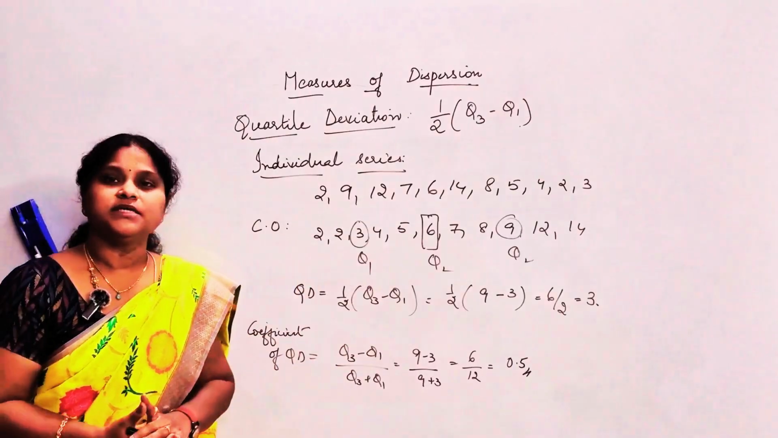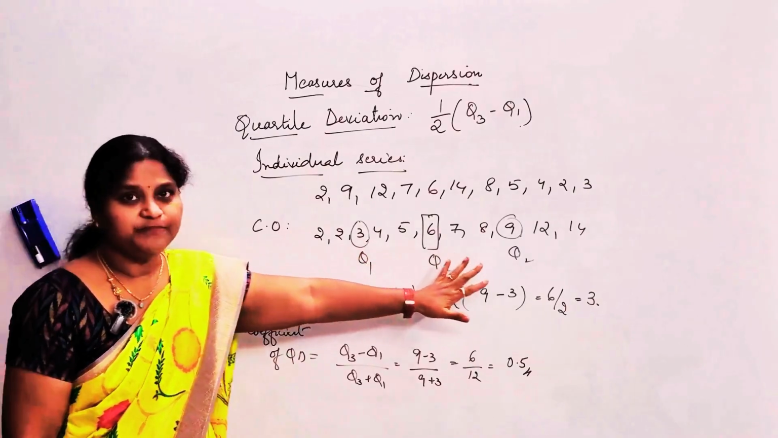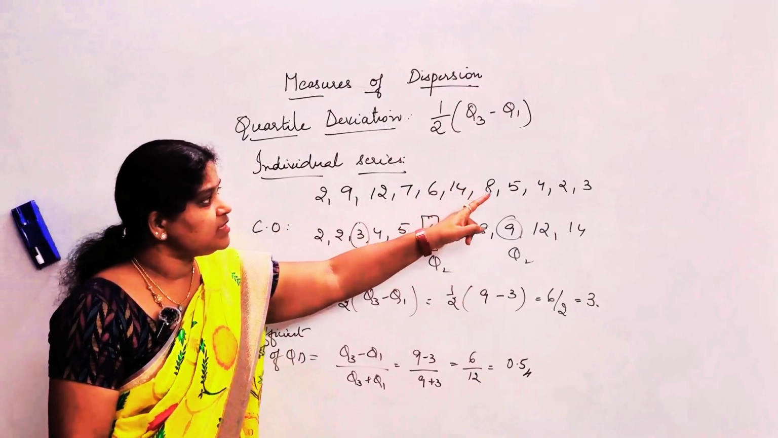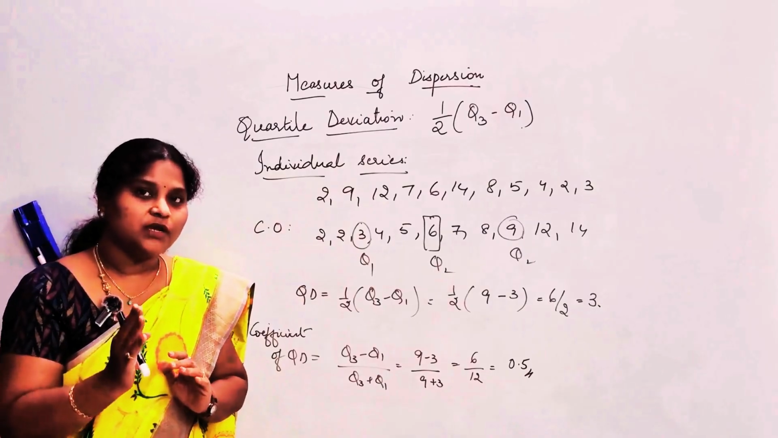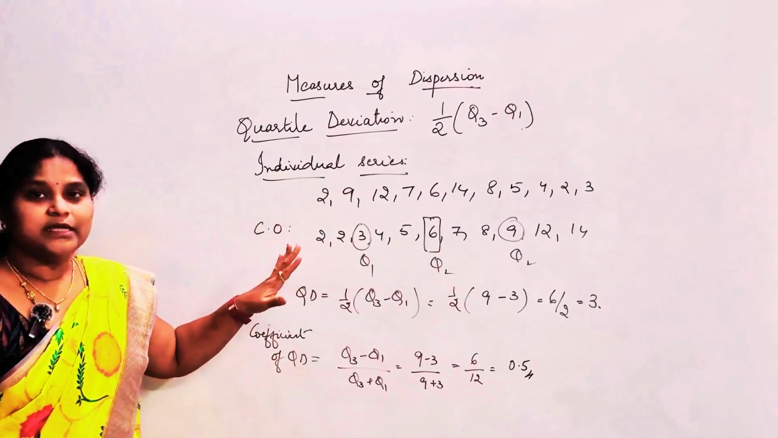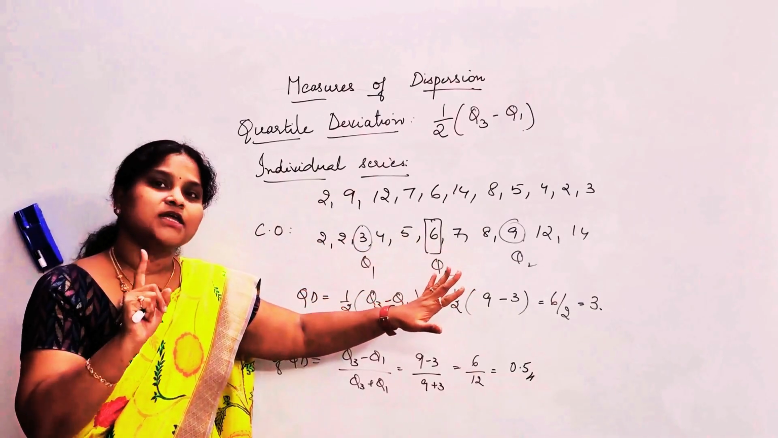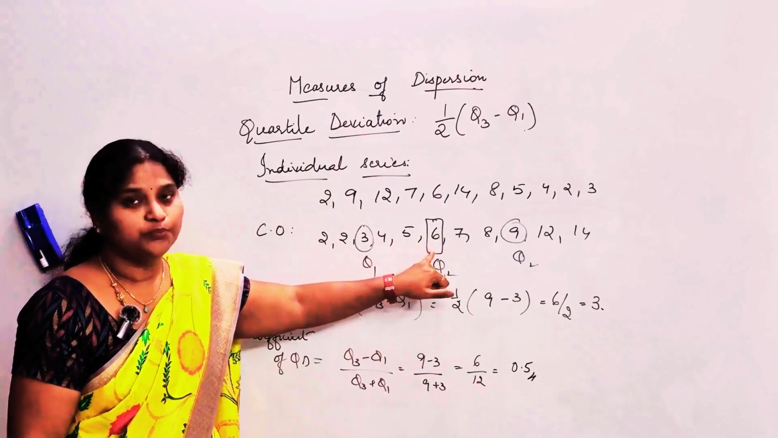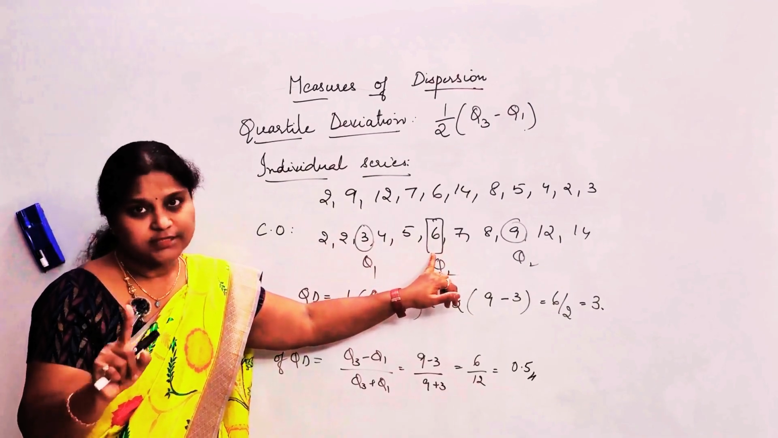Let us consider this as my example for individual series. My data is totally this. I have been given values 1, 2, 3, 4, 5, 6, 7, 8, 9, 10, 11. 11 values are there. So what I'll do is, first of all, I'll arrange this data into an increasing order. I can find the mid value, which is median, to be 6. This is Q2. The middlemost value, that is the sixth value here, is 6, which is Q2.